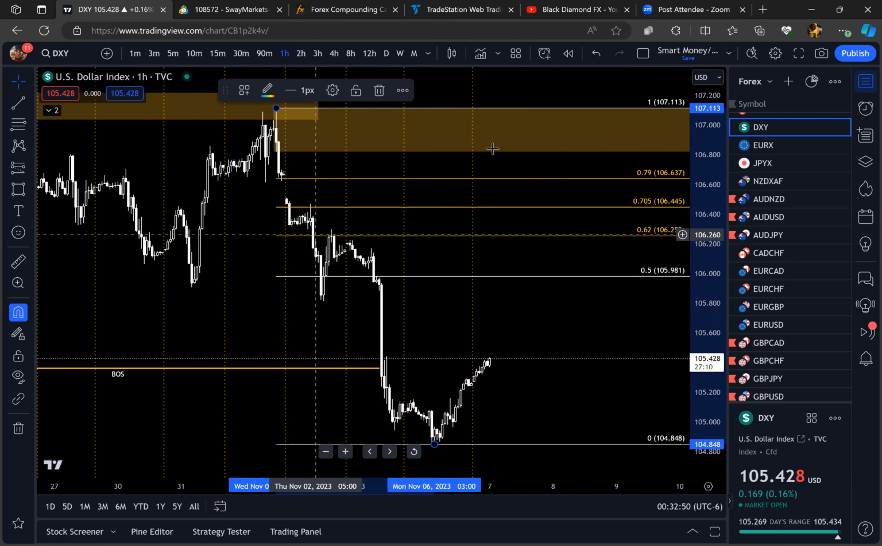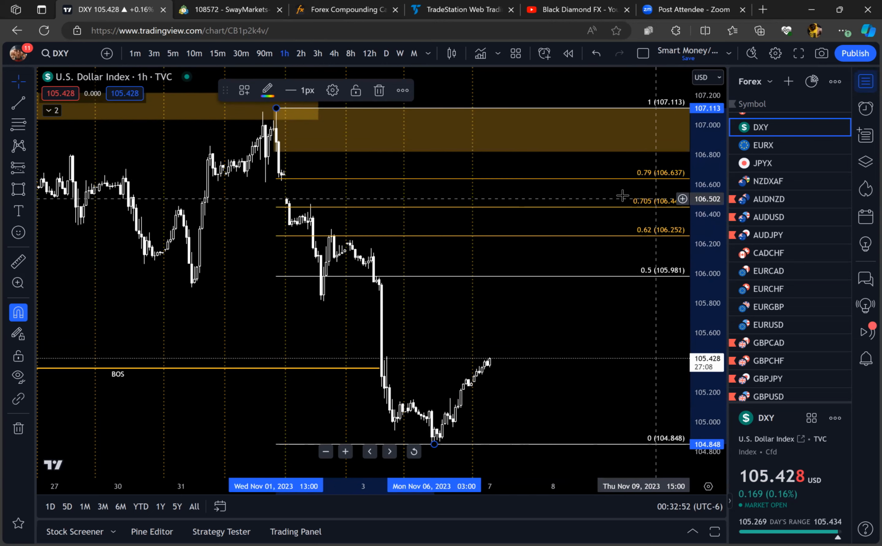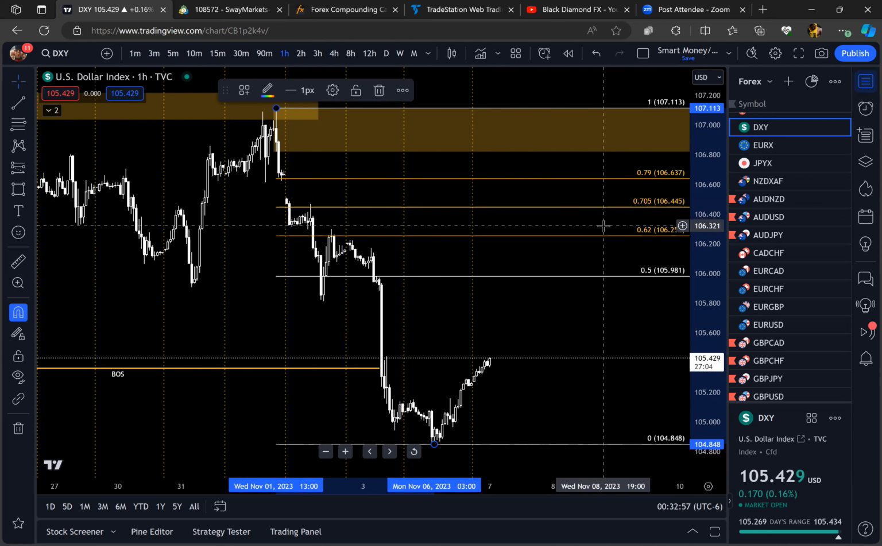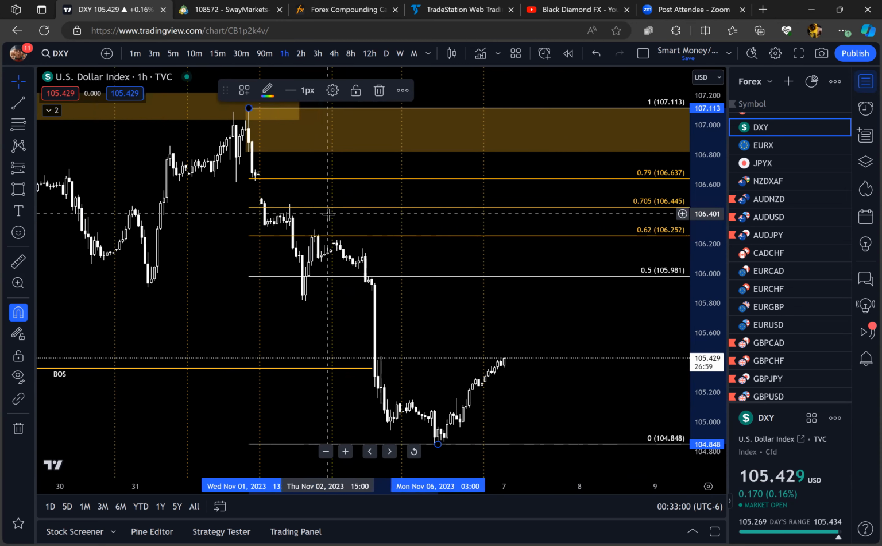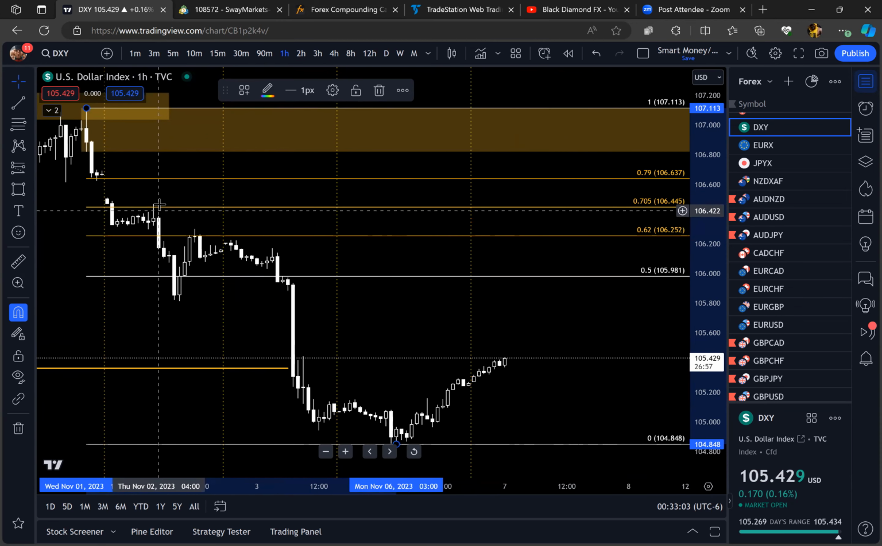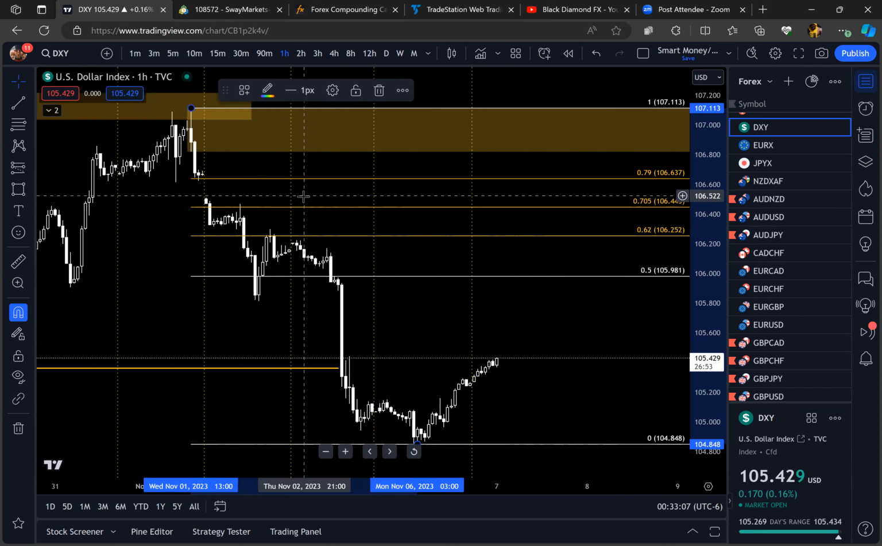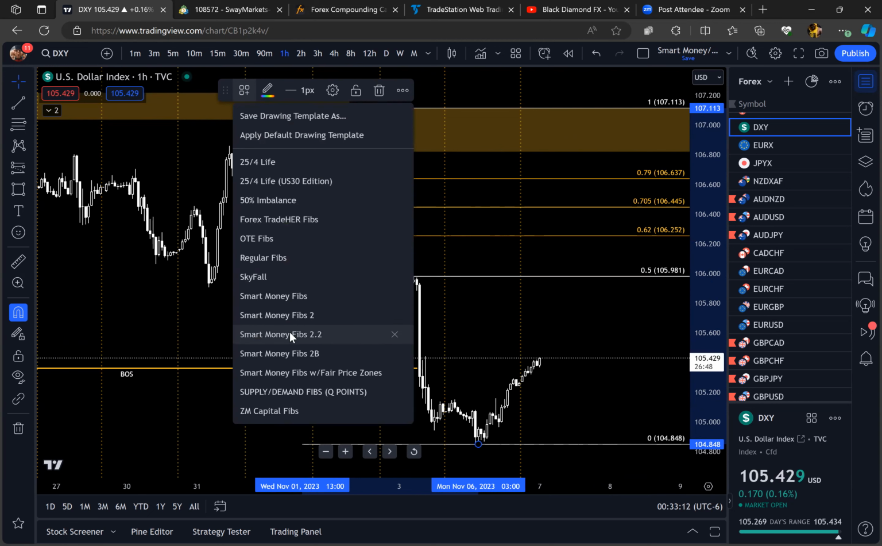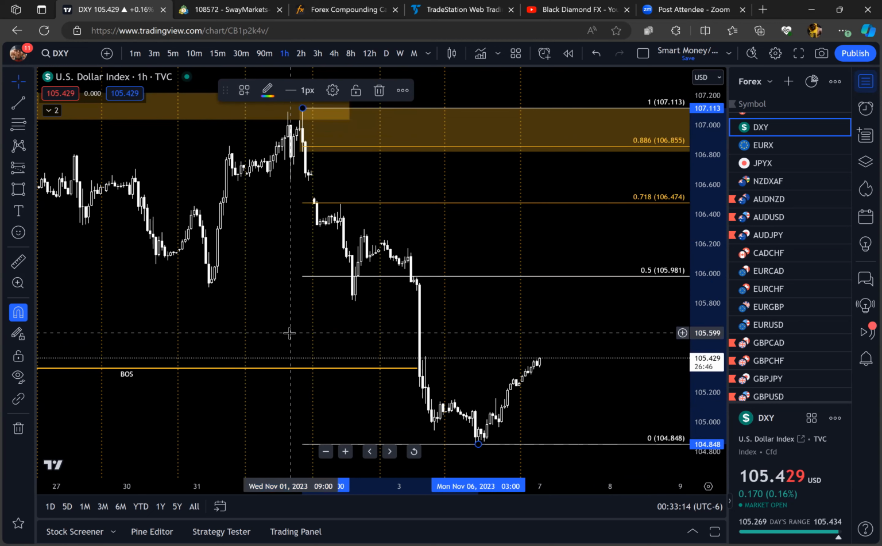According to my Smart Money Fibs 2, see this gold area here? This is my potential reversal area. And looking at it, we could say maybe right here, or perhaps fill this gap up in there. And there's another one that I use as well. Smart Money Fibs 2.2. It goes a little higher.